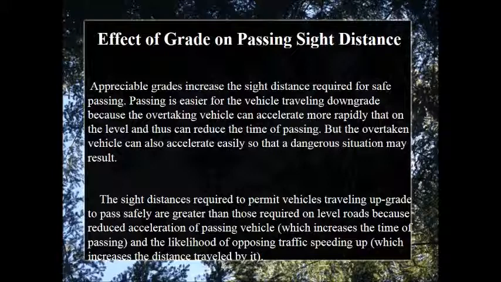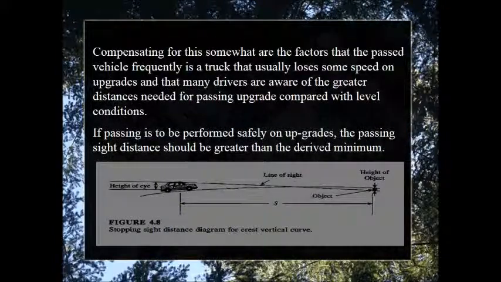Compensating for this somewhat are the factors that the passing vehicle usually loses some speed on upgrades and that many drivers are aware of the greater distances needed for passing upgrade compared with level conditions. If passing is to be performed safely on upgrades, the passing sight distance should be greater than the derived minimum.